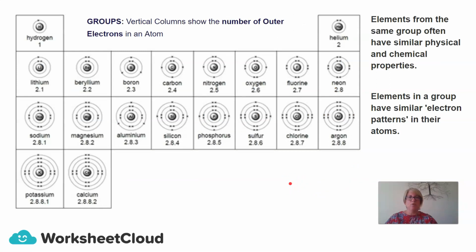I will be discussing more of this in tomorrow's lesson, but just as a reminder, when we put the elements into groups, we look at the vertical columns and they show the number of outer electrons in each atom. You will notice here that I have taken away the transition metals. So elements from the same group often have similar physical and chemical properties. And that is because elements in a group have similar electron patterns in their atoms. So this is a sneak peek of what we're going to have a look at in tomorrow's lesson.